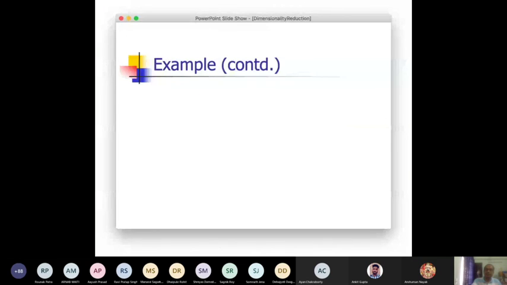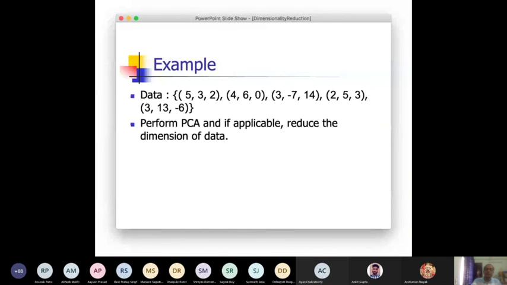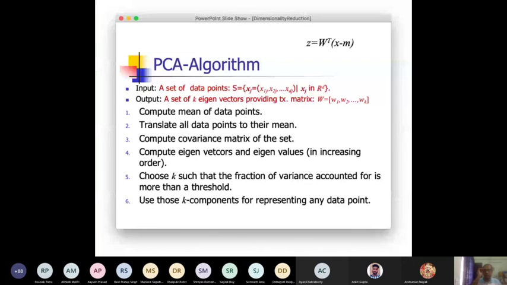And there are some examples. Maybe I would discuss this example in the next class. And as I told you, I will take an additional class on Tuesday at 8 p.m., where I would further discuss this technique.